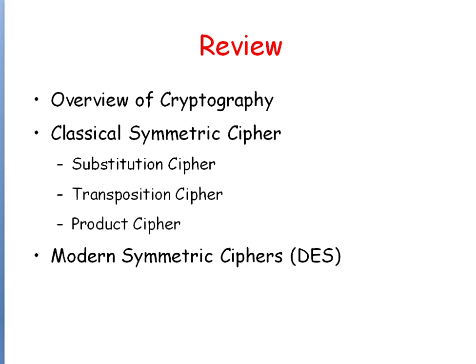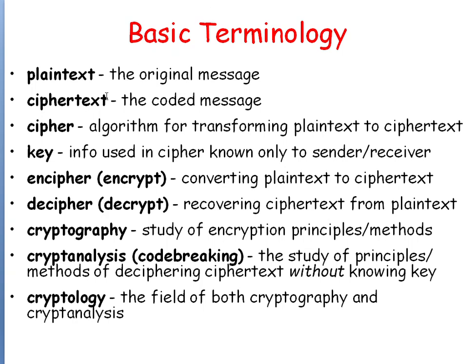modern symmetric cipher method. We will see the basic terminology. Plain text is the original message which is going to be sent by the sender, and ciphertext is the coded message. Cipher is the algorithm for transforming the plain text to ciphertext. Key is information used in the cipher, known only to sender and receiver. Encrypt means converting plain text into ciphertext. Decipher is a method of recovering the plain text from the ciphertext. And cryptography is the study of encryption principles and methods.